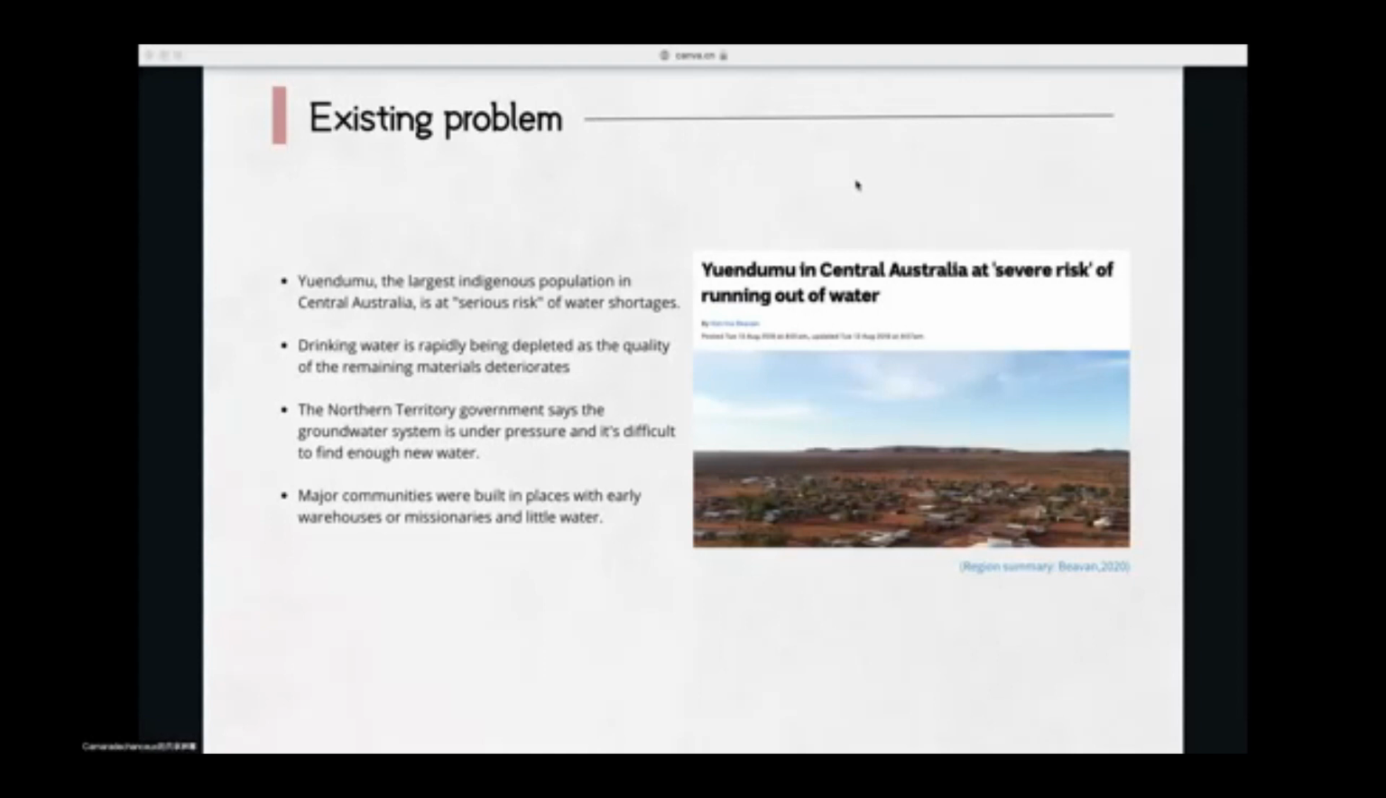The problem we found was that Uluru was at serious risk of running out of water due to the drought. Due to the long-term use of groundwater, the water quality deteriorates. It's hard to find enough new water. The main communities were built in place with warehouses and missionaries. It's hard to find water.